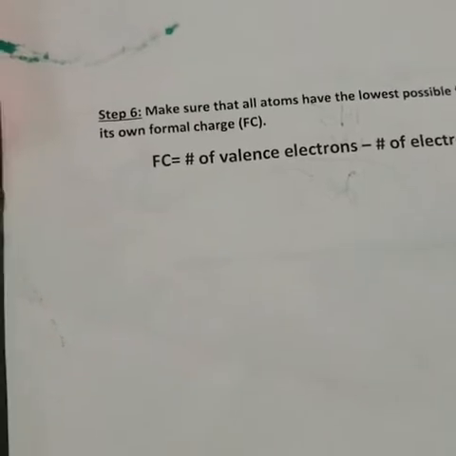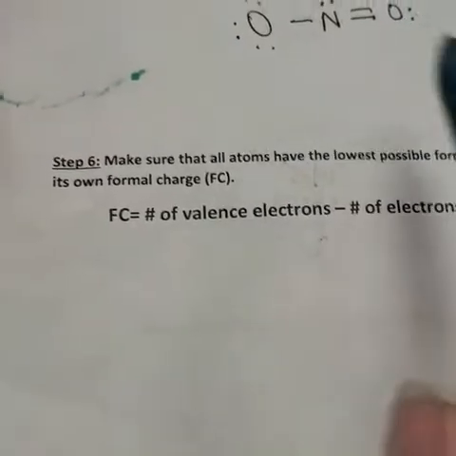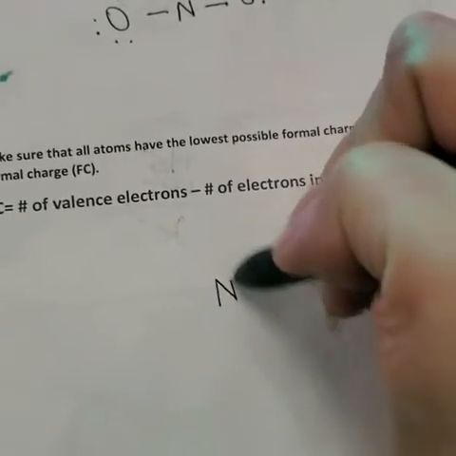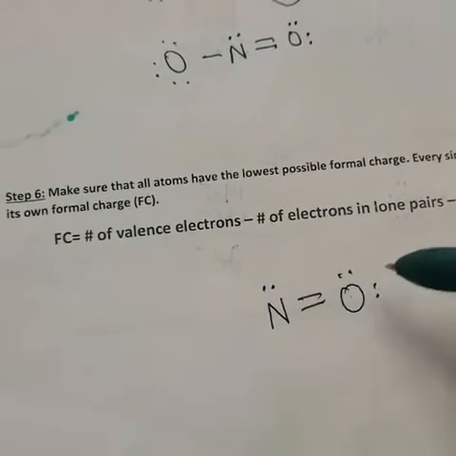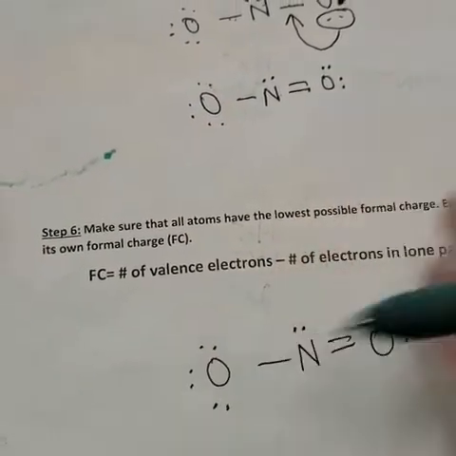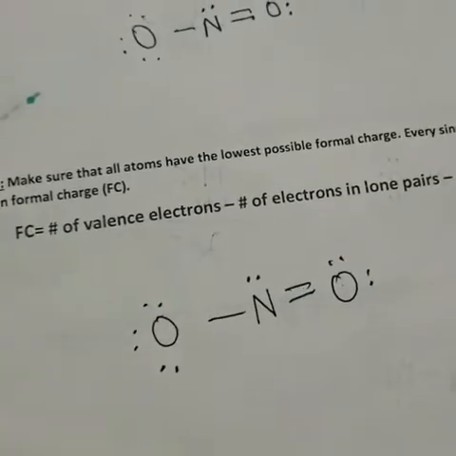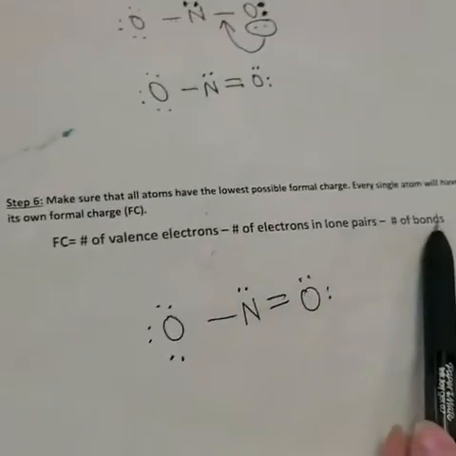Last but not least, step 6. We're going to do the formal charge of all of these atoms involved. So I'm going to redraw it. Nitrogen, with its now double bond to oxygen, and single bond to this oxygen. Formal charge is really easy, guys. I know it seems like a fancy word, but it's not. So we can use this little formula. It's very straightforward, very easy.